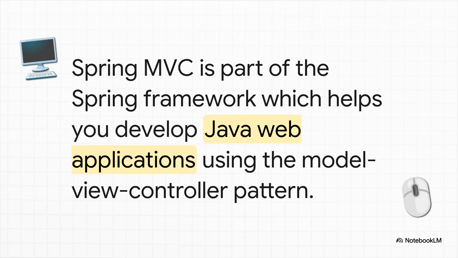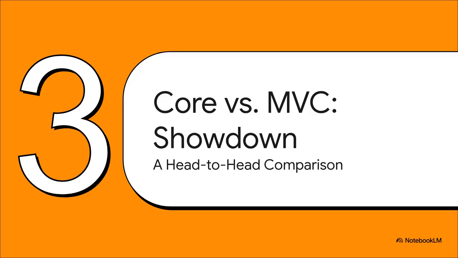So back to our car. If Core is the engine, then Spring MVC is the chassis, the steering wheel, the pedals, and the dashboard. It's the interface that lets an actual person harness all that power from the engine and tell it where to go. All right, we've looked at them one by one. Now it's time for the main event. Let's put them head-to-head in a direct showdown. This should make the difference absolutely undeniable.